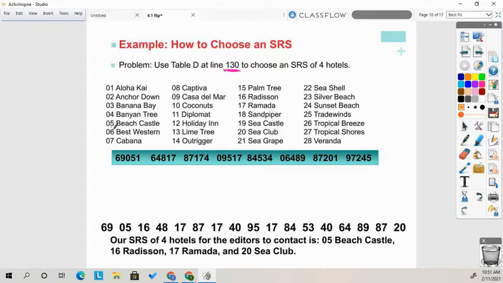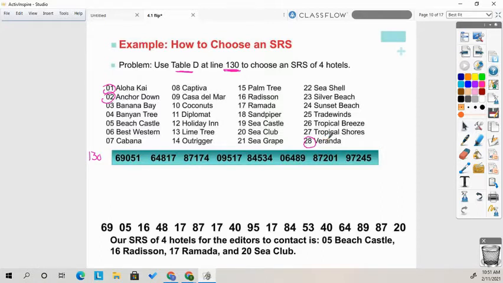All right, so these are numbers from line 130. And these are hotels. So step one was already done for you. The hotels were numbered 1 through 28. And then they used Table D, your random digit table that you have. It is in your folder. If you still don't have it, you used it for simulation. We're using it again. So you're going to look at line 130. Here's line 130 right here. I just pulled it off of the random digit table. You are going to number 1 to 28.